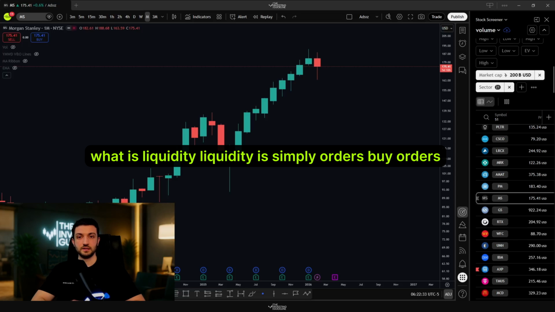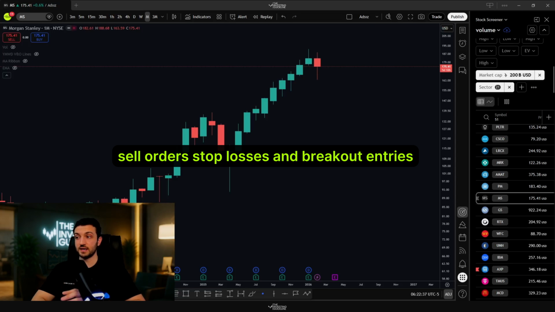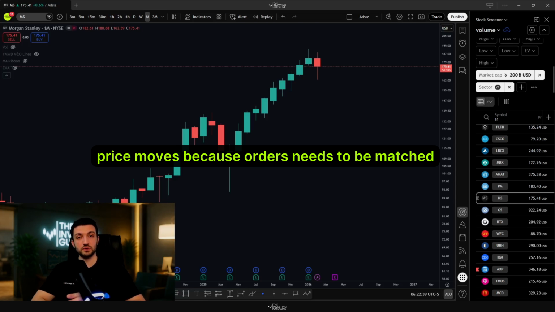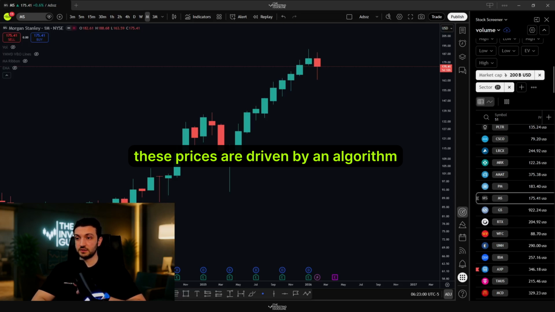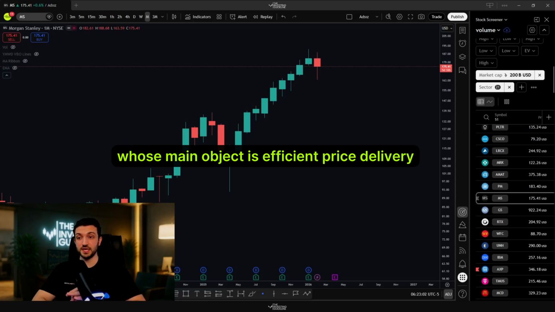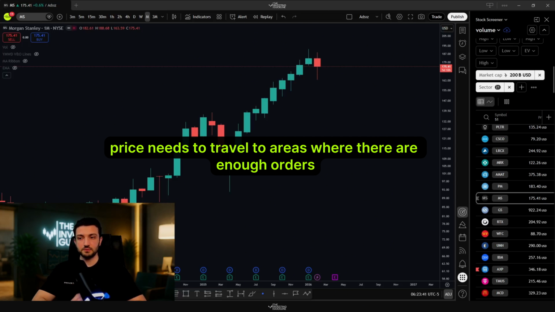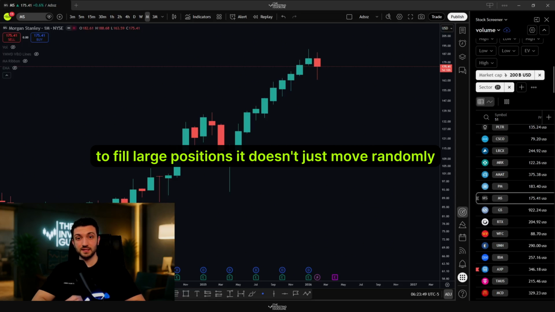What is liquidity? Liquidity is simply orders: buy orders, sell orders, stop losses, and breakout entries. Price moves because orders need to be matched. Price is driven by an algorithm whose main objective is efficient price delivery. That means price needs to travel to areas where there are enough orders to fill large positions. It doesn't just move randomly.